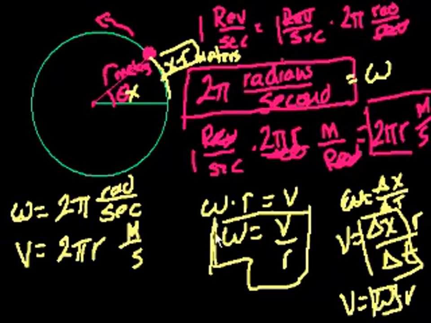So this is the important takeaway. The w equals v over r, and hopefully my video has not confused you and has shown you that w, the rate at which the angle is changing, is equal to the velocity of the object, or the magnitude of the velocity, divided by the radius of the circle that it's spinning around.